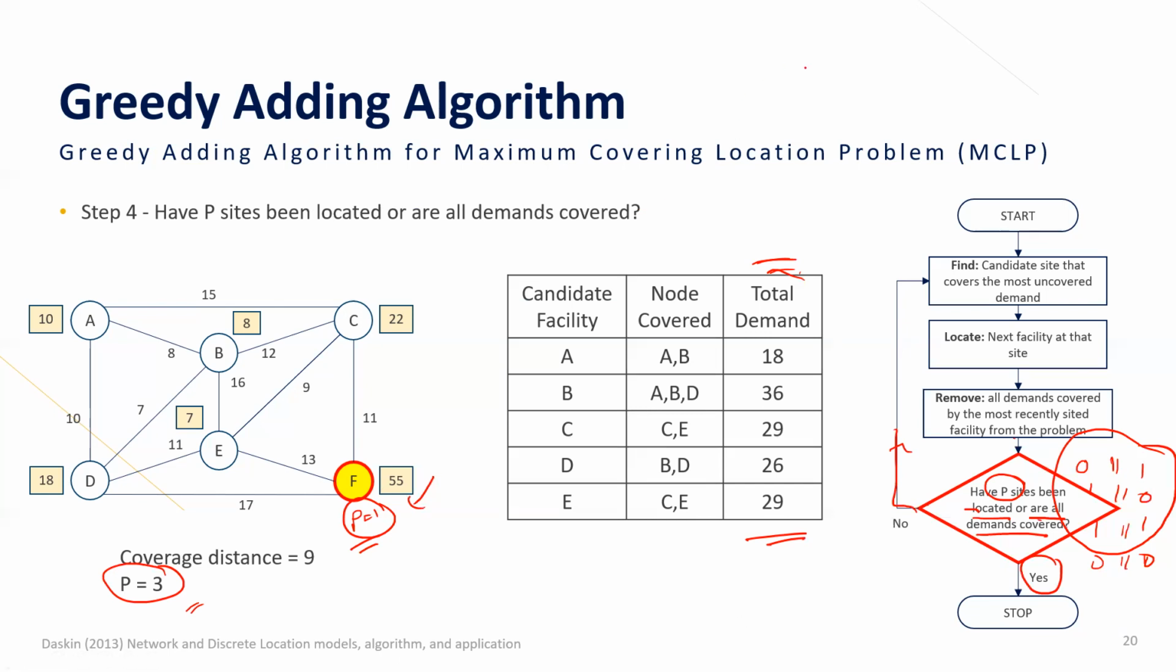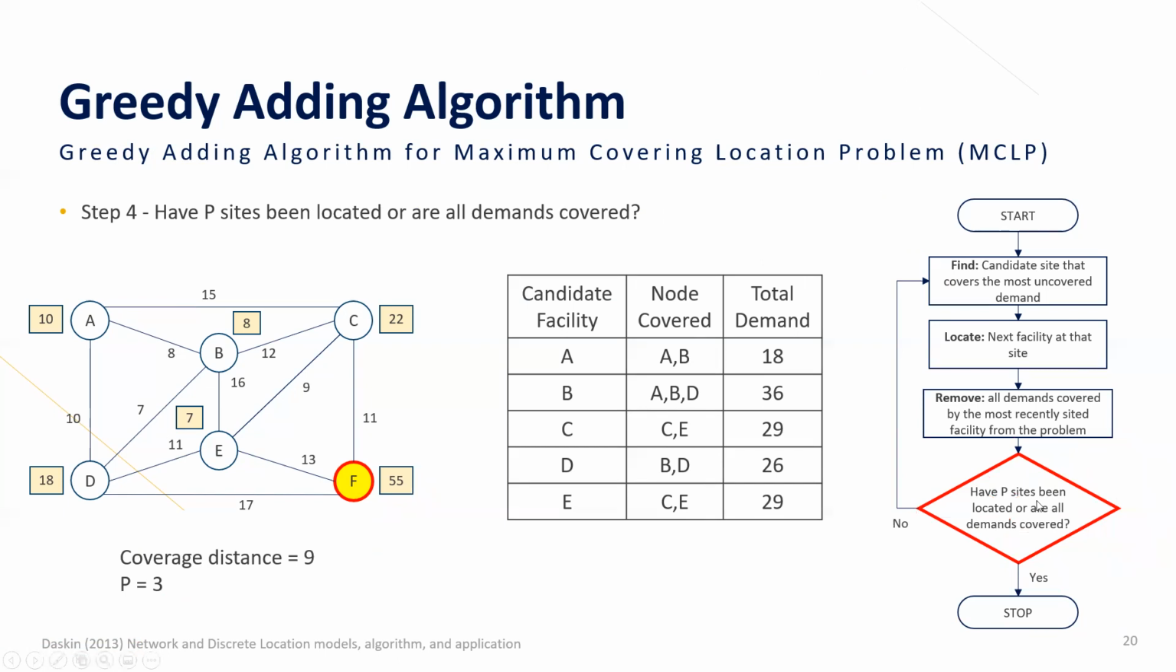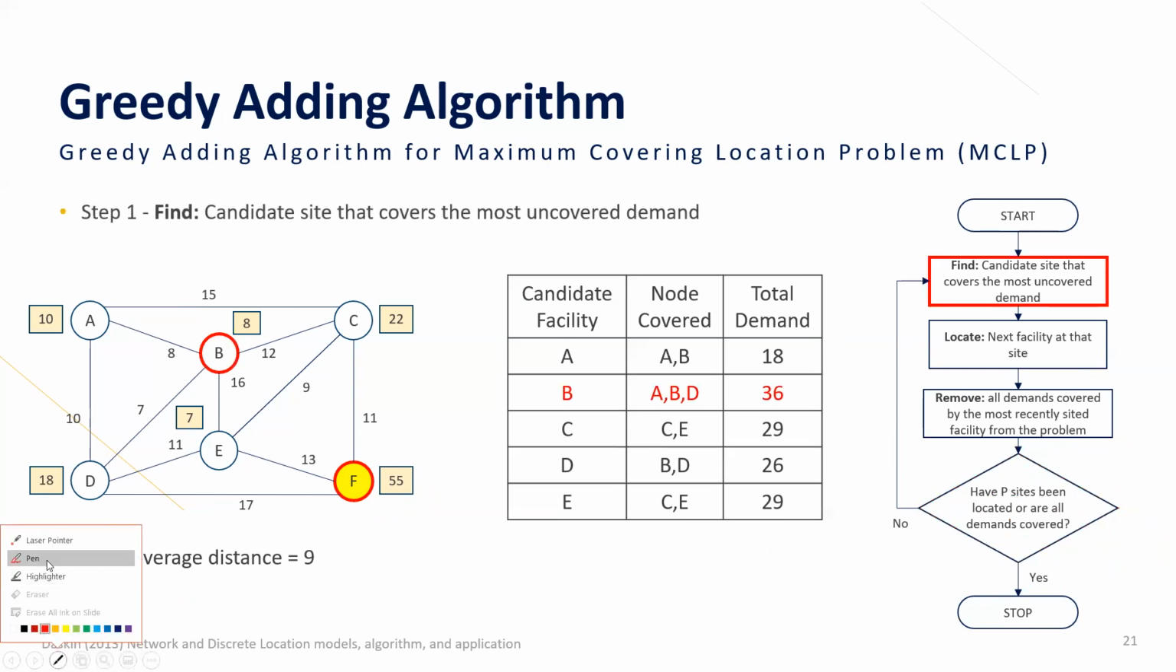So you go here, find more facilities, you go back to the first iteration. Following the algorithm, you go up and then go to the first box again, which is find the candidate site that covers the most uncovered demand. How do we do it? Same way, but now we don't consider F because F was already selected. Now we have only A, B, C, D, E.